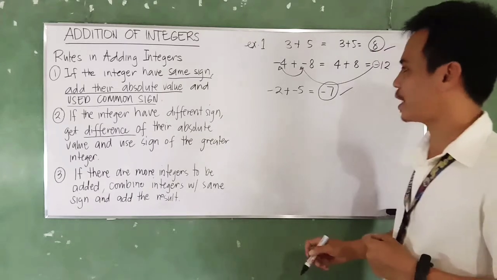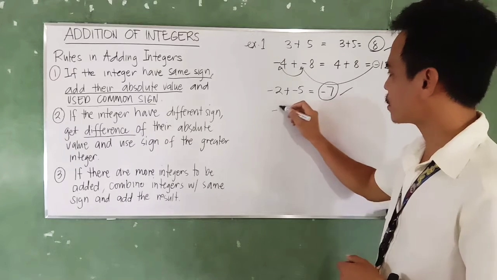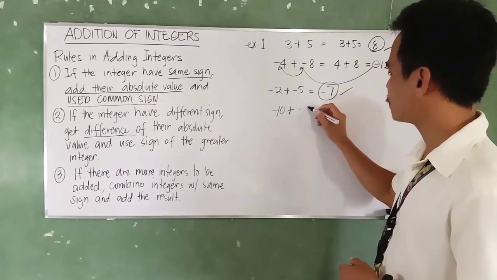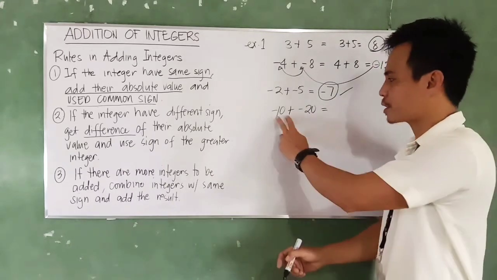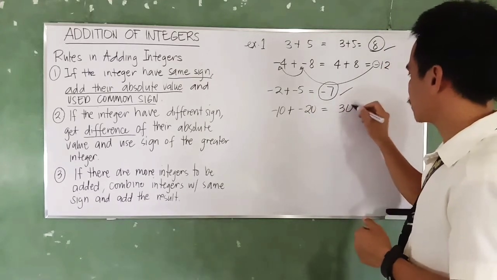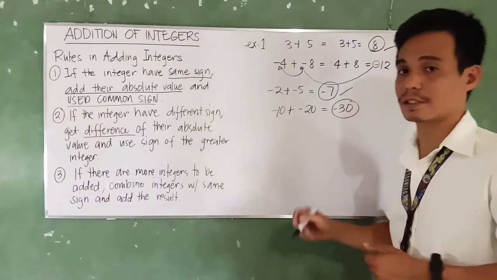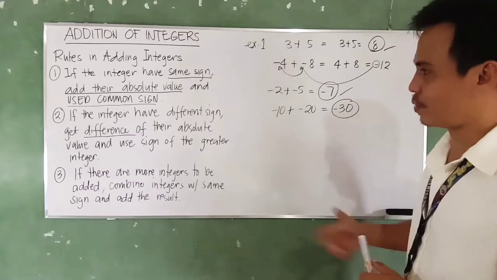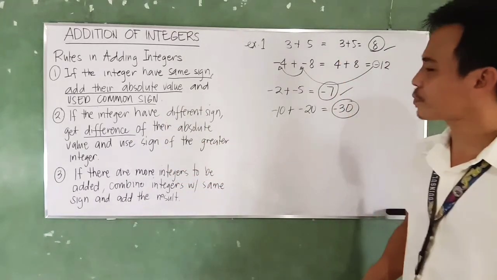Follow. Another, last example for rule number 1. This is negative 10 plus negative 20. So we have to add our absolute value. So therefore, 10 plus 20 is 30. And just copy their sign. So therefore, your answer is negative 30. Okay? Very good. So let's go over with rule number 2.